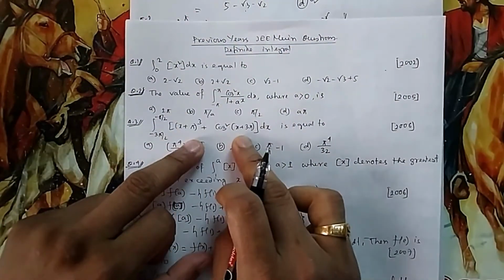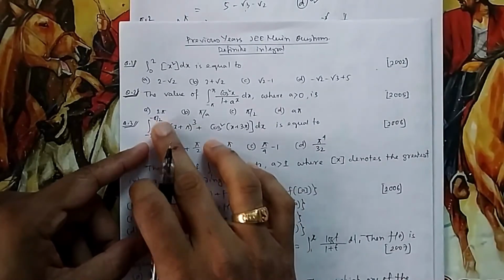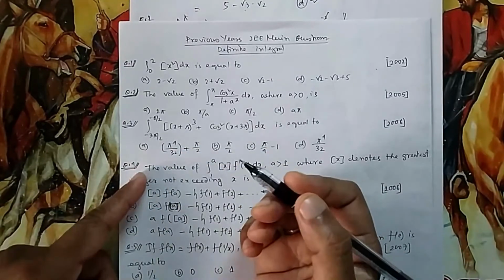the integral from minus 3 pi by 2 to pi by 2 of x plus pi cube plus cos square x plus 3 pi dx is equal to. Whenever trigonometry is there and this type of limit is there, we are always tempted to apply either the king rule or queen rule.